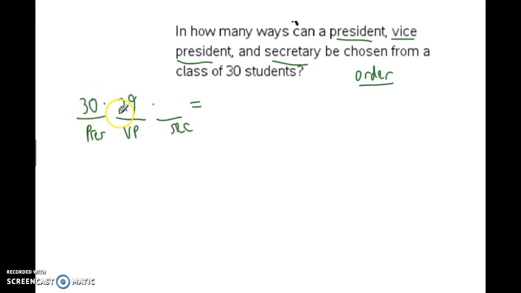A lot of runoffs actually do that. They try for president, and if you don't get it, you might run for VP. And then once you've chosen the president and VP, you only have 28 students left over. So whatever that product is would be the number of ways that you can choose a president, vice president, and secretary.